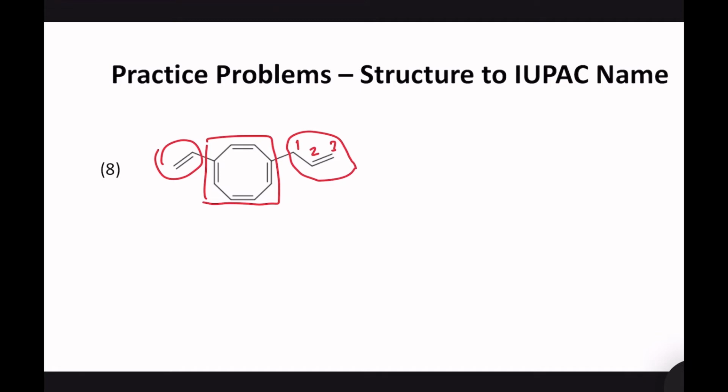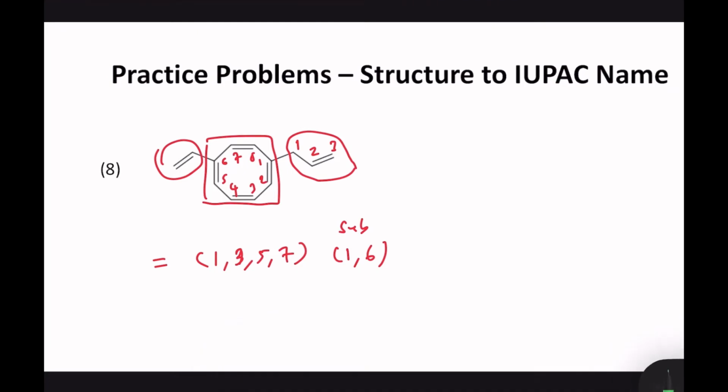Let us do the numbering. If we do the numbering for the main parent chain 1, 2, 3, 4, 5, 6, 7, 8. The double bonds are at 1, 3, 5, 7 position and the substituents are at 1 position and 6 position.